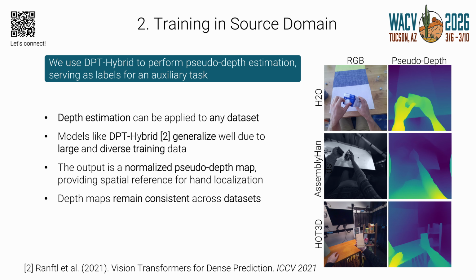The second component is a two-part story, training and test time. During training, we add an auxiliary task, pseudo-depth estimation. We use DPT hybrid, a strong monocular depth estimator, to generate depth maps for our training images. These become supervision labels for an extra output head. Why does this help? Because DPT hybrid was trained on massive, diverse data, so its depth maps generalize well. By training our model to also predict these depth maps, it learns richer spatial features that transfer better to new domains. Looking at the depth estimations, we can see that all three datasets look very similar.